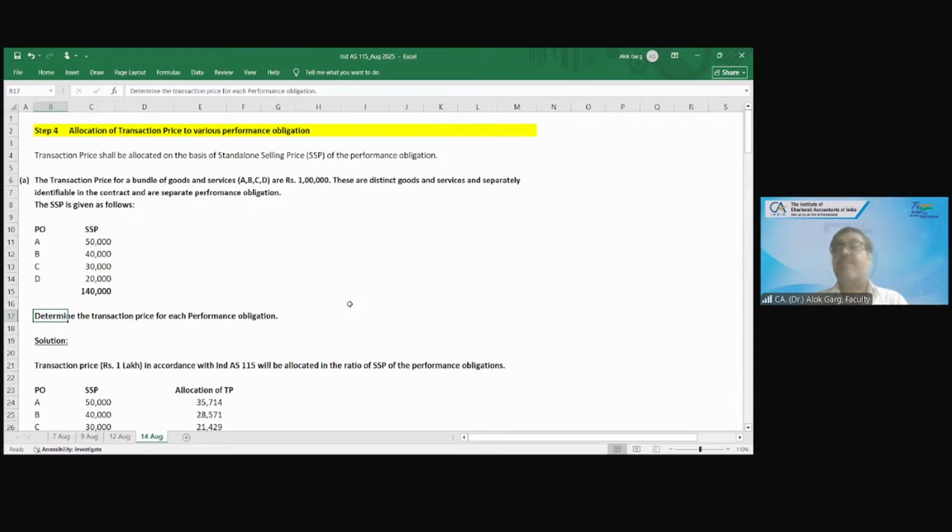Determine the transaction price for each performance obligation. Tell me how to allocate the transaction price for each performance obligation. How to do this?